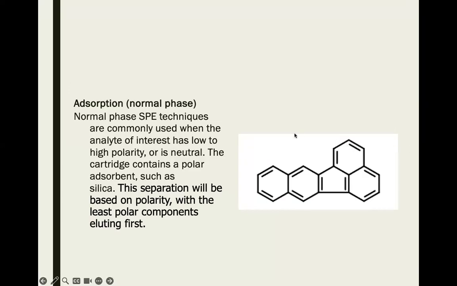So we look at this structure. This is polyaromatic hydrocarbon, PAH. Commonly, we want to remove this PAH from water. So normal phase SPE is commonly used when the analyte of interest has low to high polarity or neutral. The cartridge contains polar adsorbent, okay, because the separation is based on polarity. For example, silica. So this one is quite common. We use C18 if you are familiar with column chromatography.